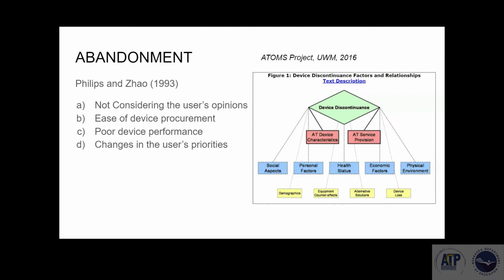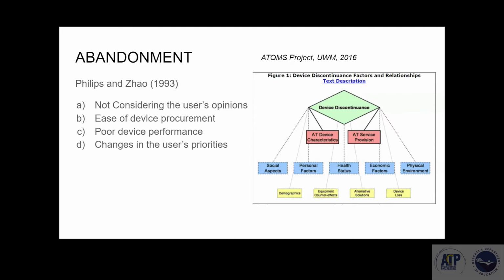It wasn't easy to get a hold of, the device didn't perform well, or there were changes in the user's priorities. Maybe for a user, something is really important, like I want to be able to access a certain activity. Yet as the user gets older, or as their function changes, they might decide that that activity is not something that they're really drawn to anymore. So why continue using the tool?